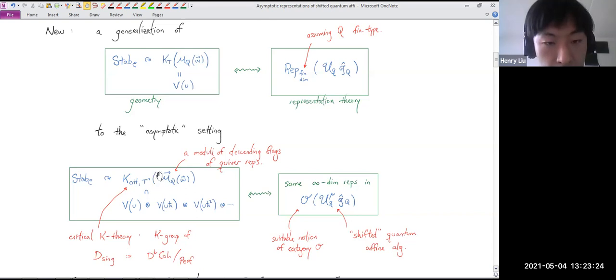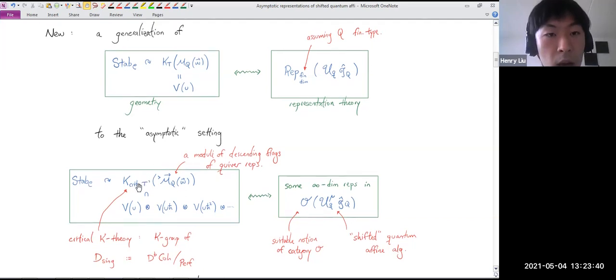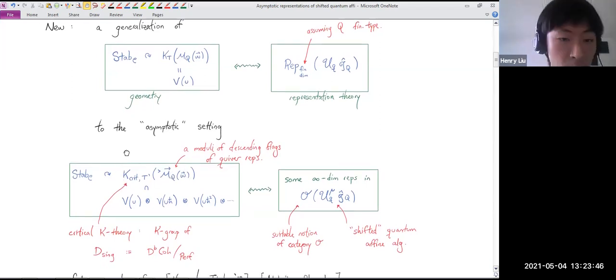The less than or equal sign here is supposed to remind you that the flags are descending, and the arrow up here is supposed to indicate that now we're thinking about flags as opposed to just single quiver representations. And instead of taking the usual equivariant K-theory of this space, we'll be taking what's called the critical K-theory of this moduli.